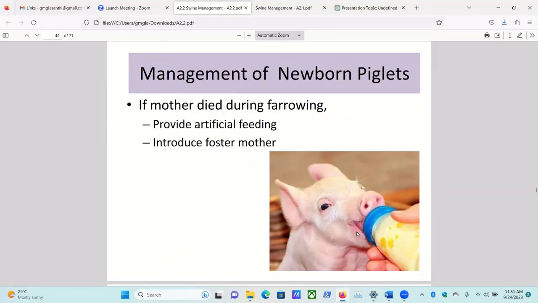While you are introducing this foster mother, you should wipe the mother's body with a cloth. With that same cloth, you should wipe the piglet's body to transfer the mother's smell to the piglet. Because the vision of these animals is very low.